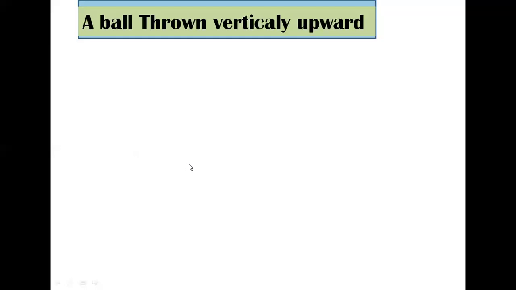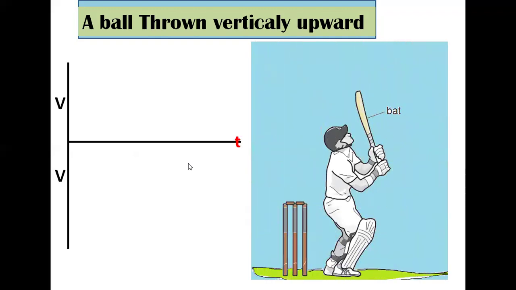Now a ball is thrown vertically upward. Axes are drawn for this. This is the ball and the ball is thrown upward. So let us see here, up is positive. Because when the ball was thrown, it had maximum initial velocity and at maximum height it stops. So the initial velocity will be maximum and the final velocity will be 0.